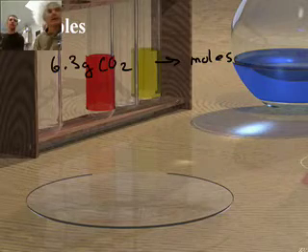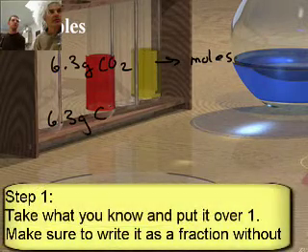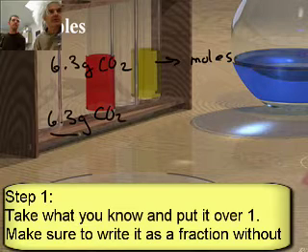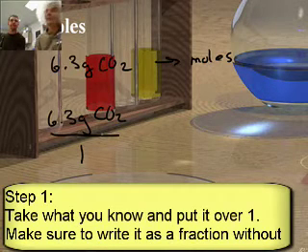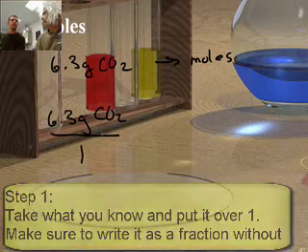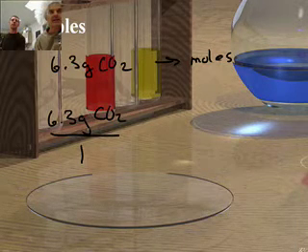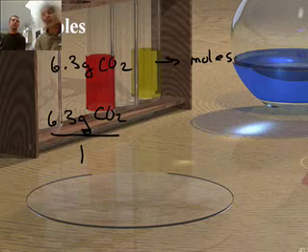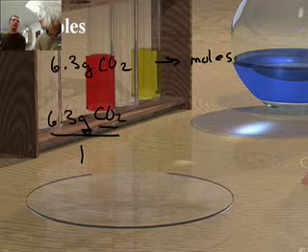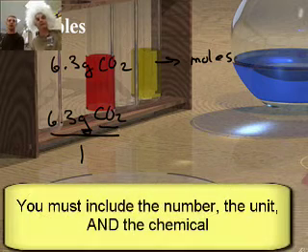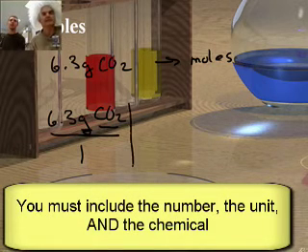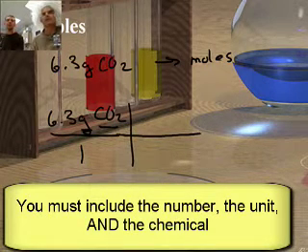That's easy enough. We're going to start by taking what we know and putting it over 1, just like we've always done. So 6.3 grams CO2. Now, I want to talk about something. We've talked about naked numbers. Now, there's sort of naked and there's naked. We're going to introduce the concept that you must not only include the unit, grams in this case, but also the chemical. Grams of what? Grams of carbon dioxide.